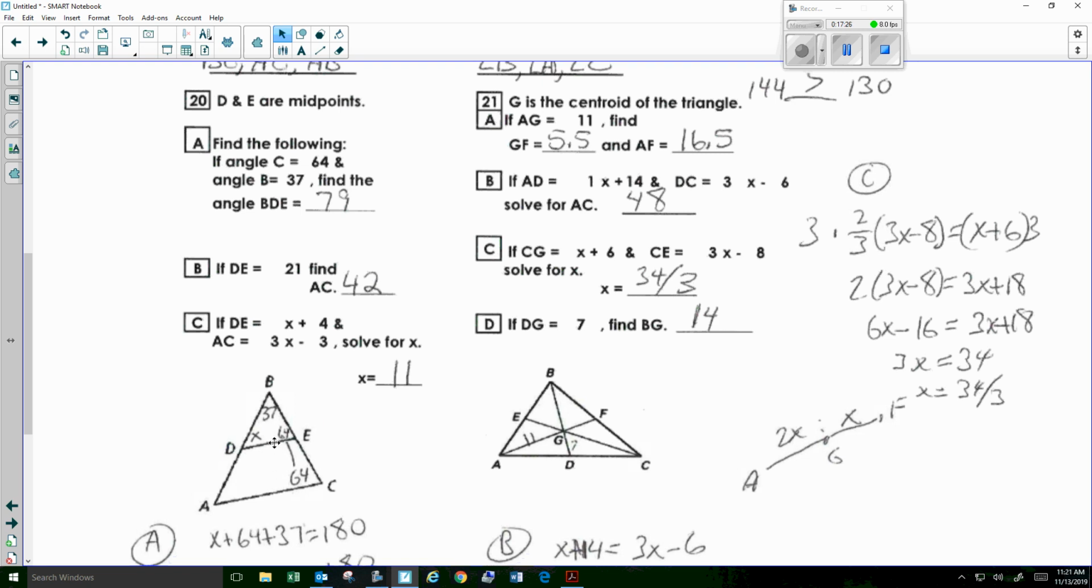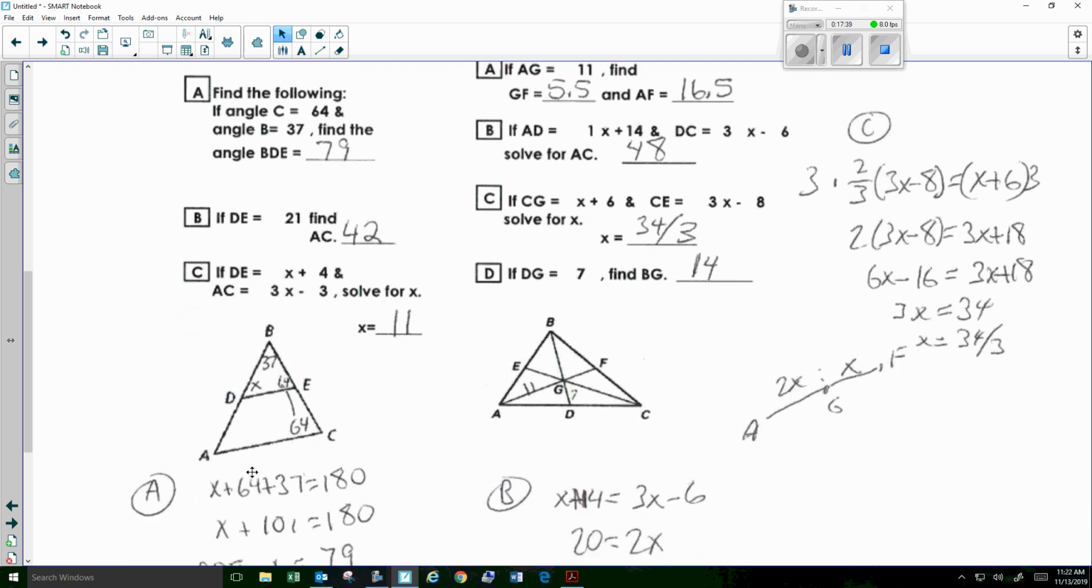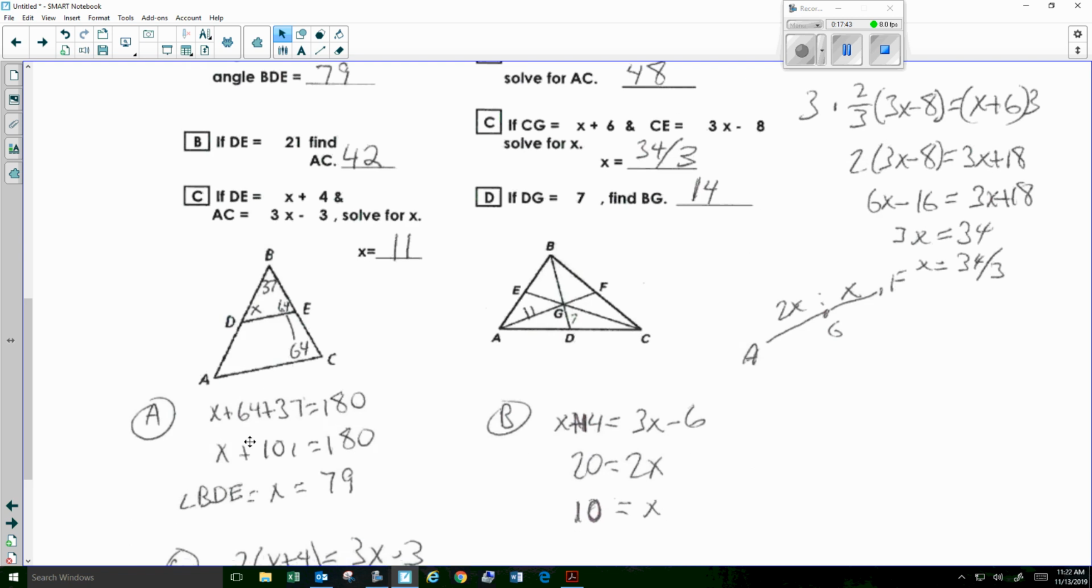It's half of the base, and therefore we have parallel lines cut by a transversal. Corresponding angles are congruent. So I have the 64 here, 37 here, plus X, that adds to 180. It's called the triangle sum theorem. X plus 101 equals 180. Subtract the 101 across, and the angle BDE is 79.